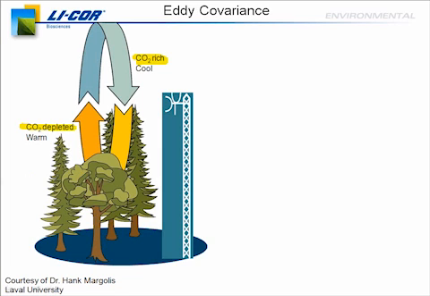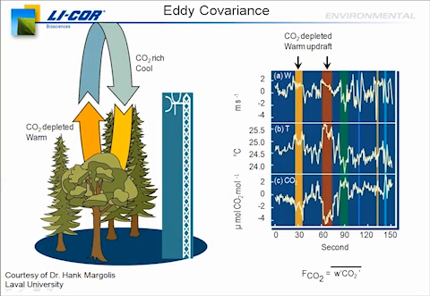So we've got a brief example of that here in this chart. We've got a couple of minutes worth of data. And you'll see here that we've highlighted on the left some areas that have warm updrafts. This is your vertical wind speed. And so as that's positive, that means the air is moving up. And down here we've got temperatures. So again, warm air is rising, which makes good sense. And along with that warm air rising, we see decreases in CO2 concentration.